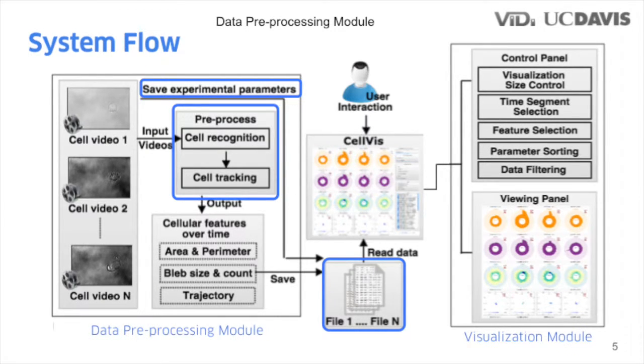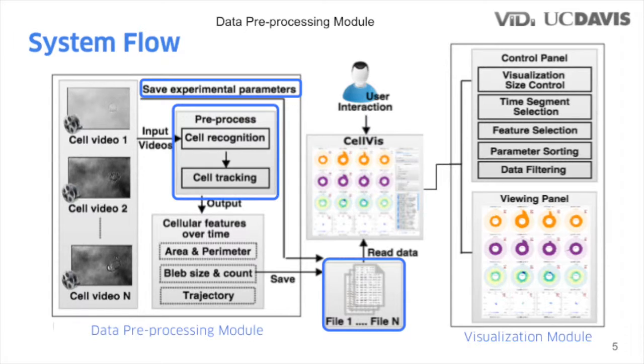This is the system flowchart of CellVis. It contains two modules, the data pre-processing module on the left-hand side and the visualization module on the right. We applied computer vision techniques to recognize cells in each frame and track them across all the frames in each video. For the videos with multiple cells recorded at the same time, we assign the cell of interest according to its location, shape, and size. We also provide a verification interface so that the user has the option to choose another cell for every video.